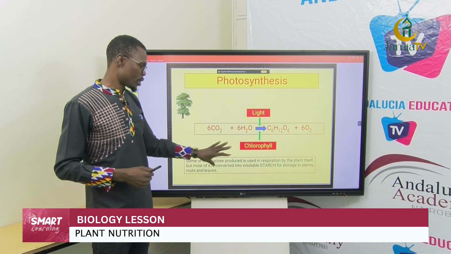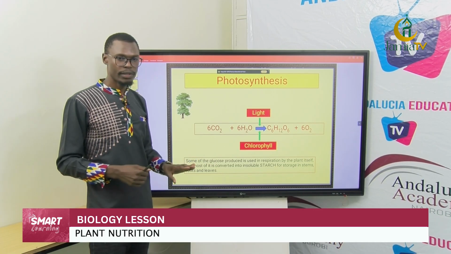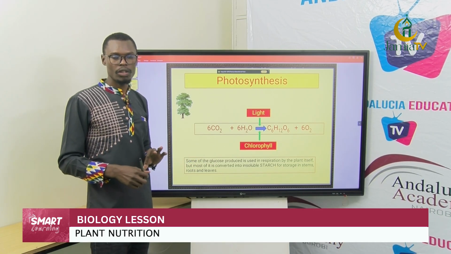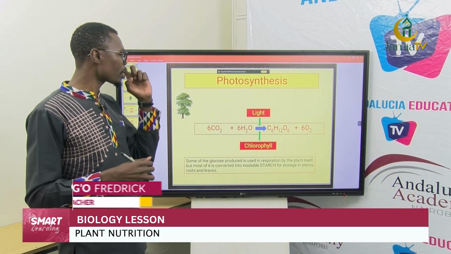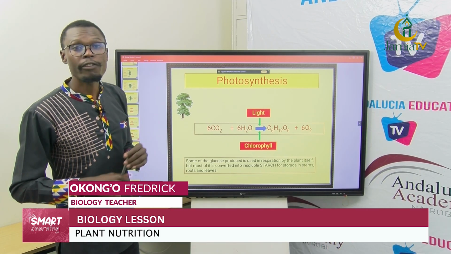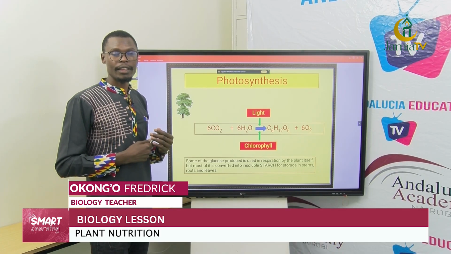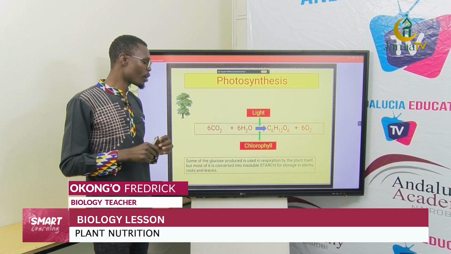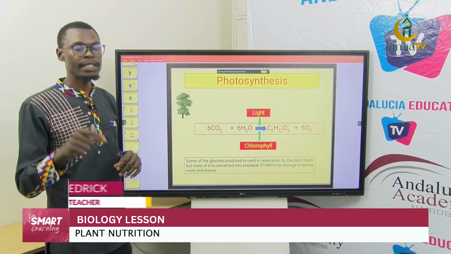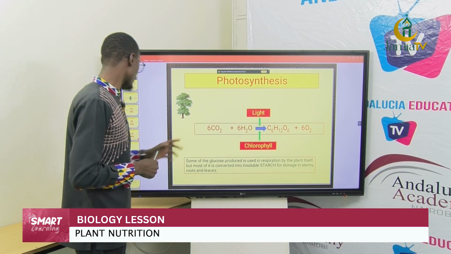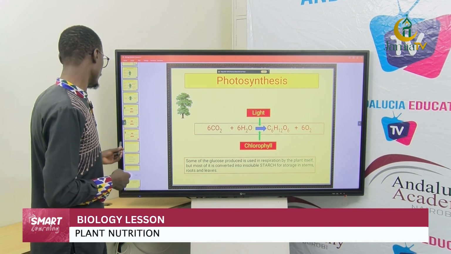How do we transport glucose in plants? Once the glucose has been manufactured, we transport it through the phloem. There's a tissue in the plant called the phloem which transports the glucose to the storage areas. So we transport it through the phloem.